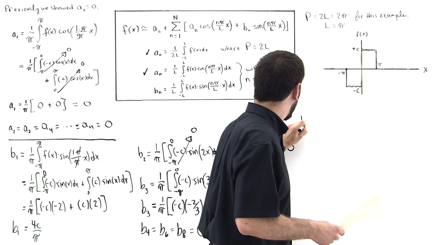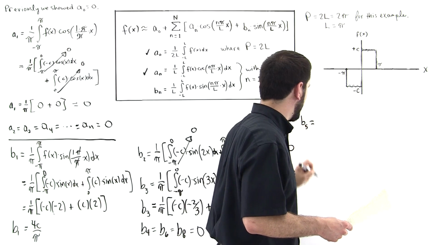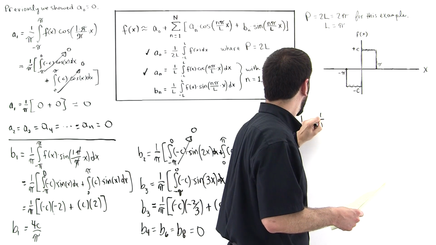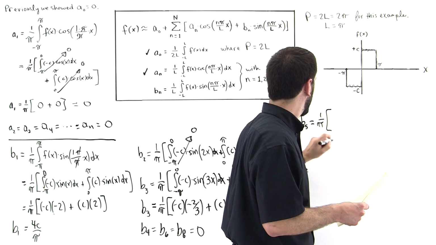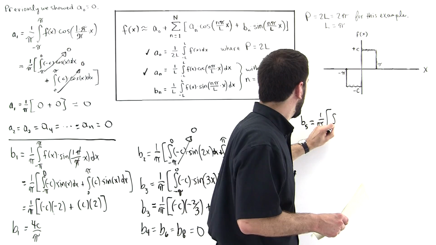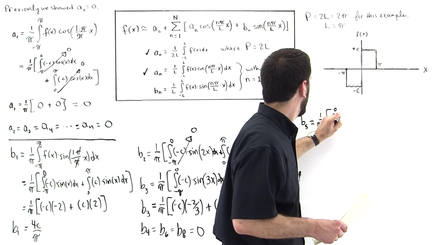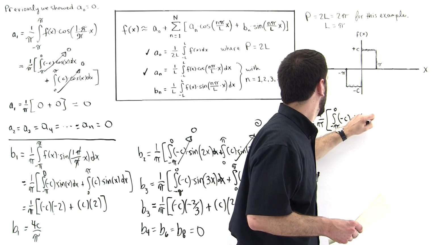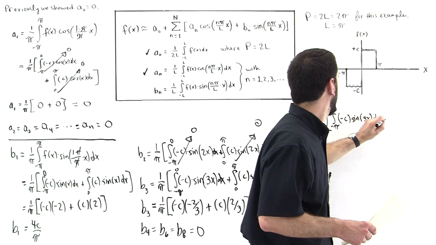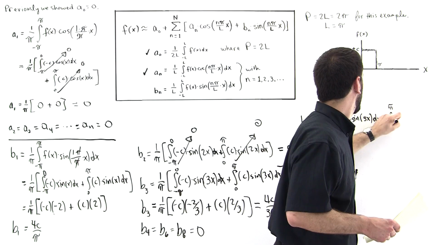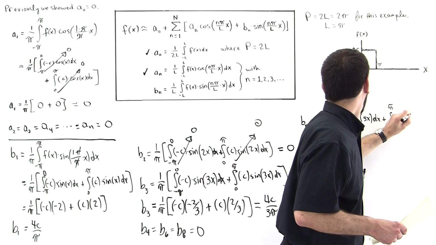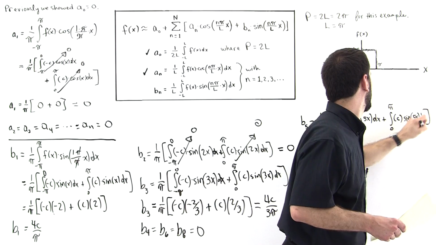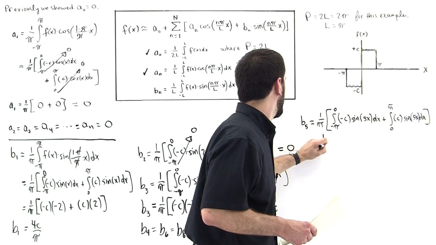Okay, so B5 is equal to 1 over pi, and then this will be integral from negative pi to 0, negative c times the sine of 5x dx plus integral from 0 to pi, positive c, sine of 5x dx, close bracket. This will be equal to 1 over pi.